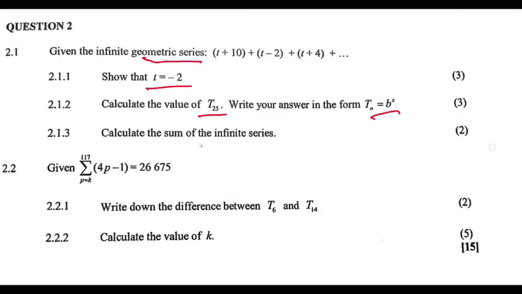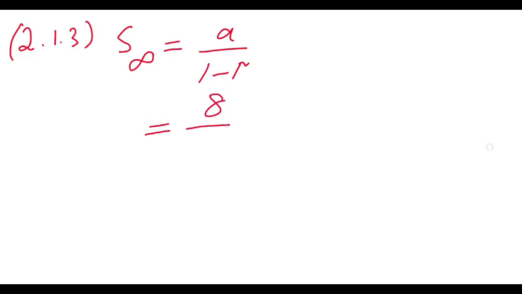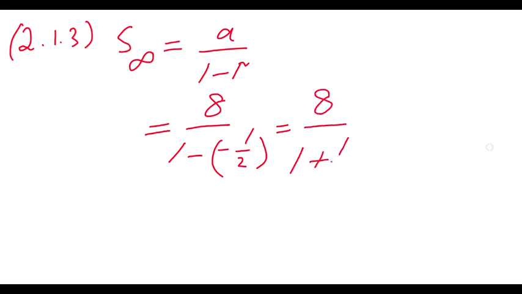Calculate the sum of the infinite series. So 2.1.3, we need to calculate the sum of the infinite series. The sum of the infinite geometric series is given by the formula, must remember, S infinity is equal to a over 1 minus r. So a is the first term we have, which is 8. 1 minus the ratio we got negative 1 over 2, so it's going to be negative 1 over 2. So I'm going to solve here. 8 over, negative becomes positive, 1 over 2.